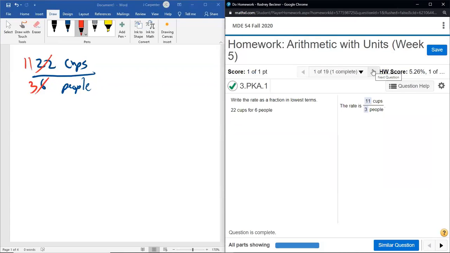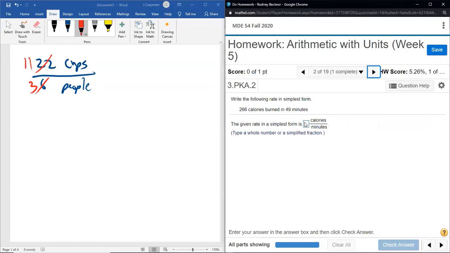It's just a different way of thinking about it. Maybe you want to think about it as a per single person. Maybe you want to think about it in just groups of 3s. It depends on the context of the problem.